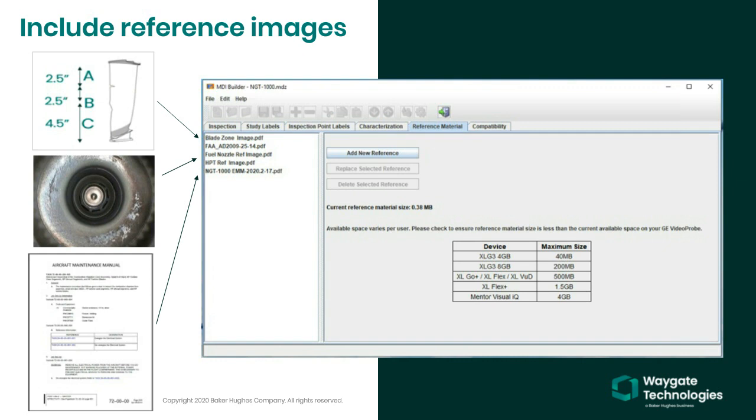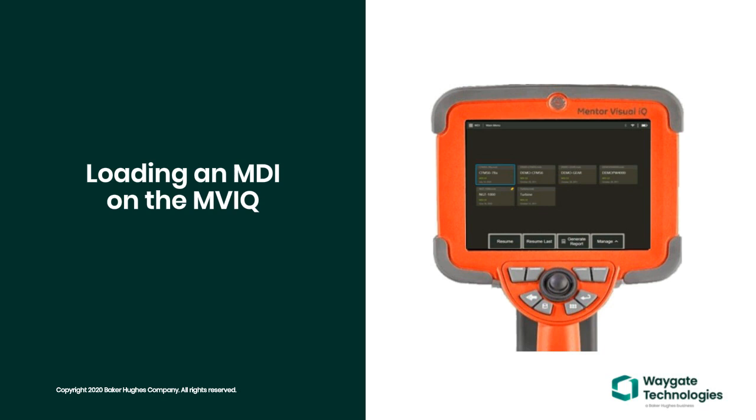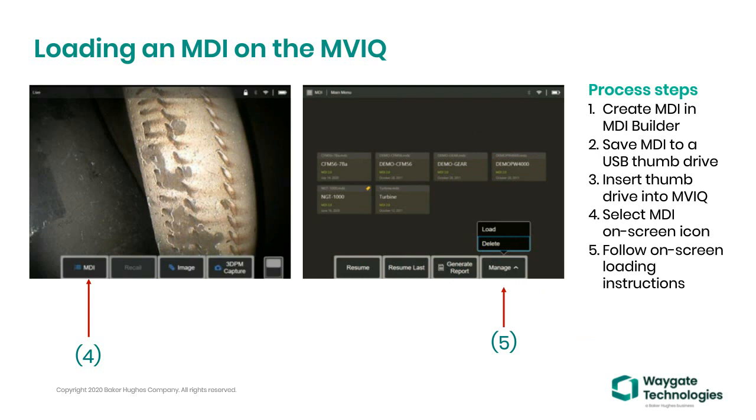Now I'll review the process of loading an MDI onto a Mentor Visual IQ video borescope. Once you've created an MDI on the MDI Builder tool, you would typically load that MDI along with the personalized cover and end page onto a USB thumb drive and then install that MDI onto your video probe. For the Mentor Visual IQ video probe, this process involves touching the MDI on-screen key shown in the left image, followed by touching the Manage key. At this point, you can add or delete MDIs stored on your Mentor Visual IQ.